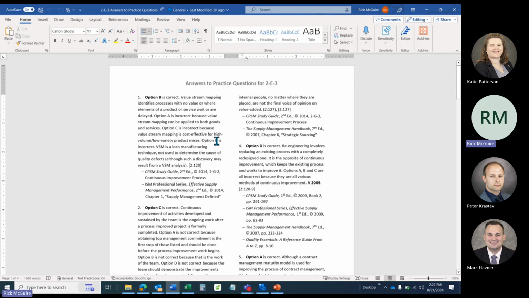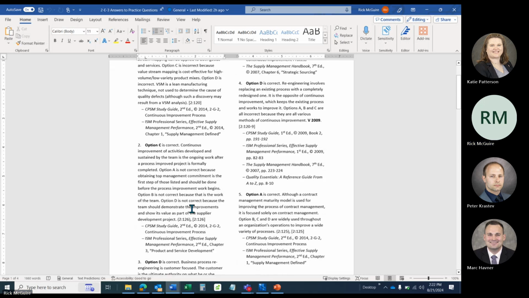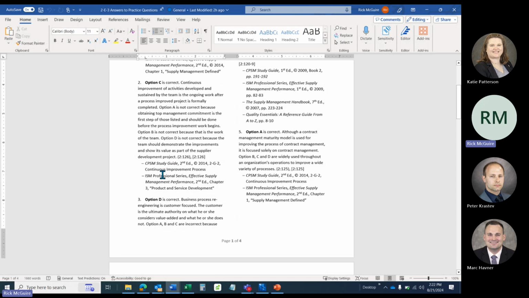All right. Let's go over some answers here. Number one is Bravo. Value stream mapping identifies processes with no value or where elements of a product or service wait. Two is Charlie. Continuous improvement activities developed and sustained by the team is the ongoing work. So sustaining continuous improvement is always the last step.